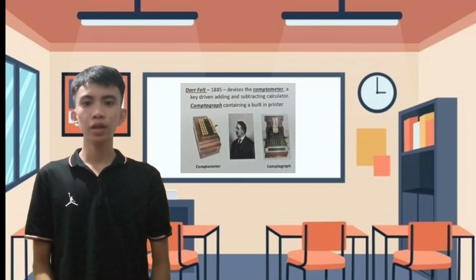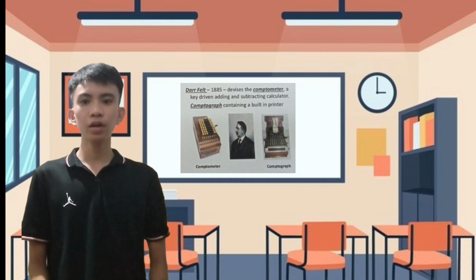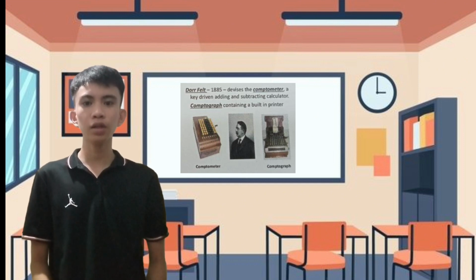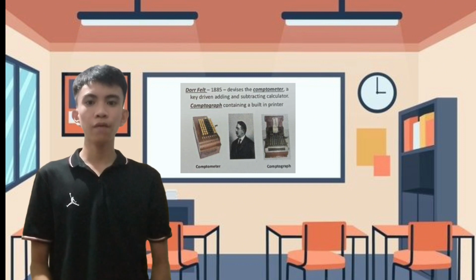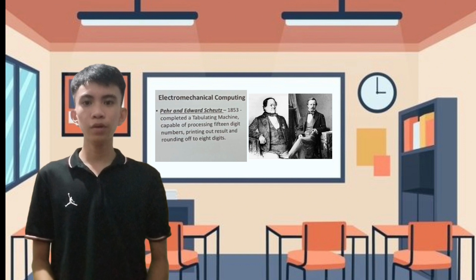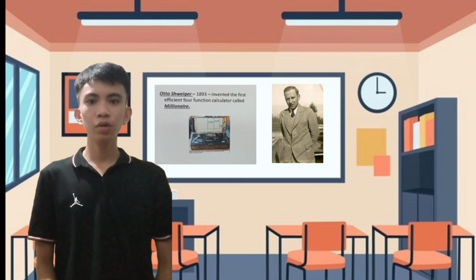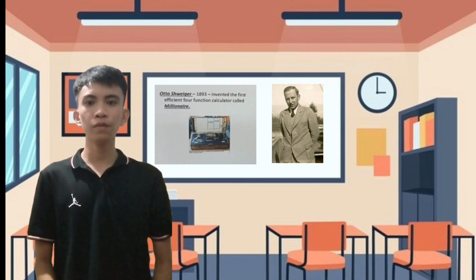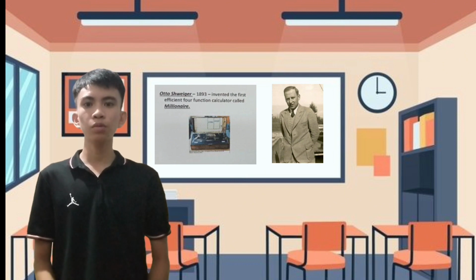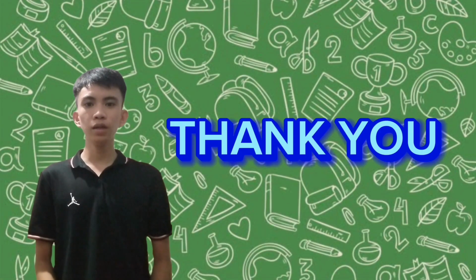Next is Dorr Felt, who devised the comptometer, a key-driven adding and subtracting calculator, and the comptograph, containing a built-in printer. Next are Spear and Edward Scott, who completed a tabulating machine capable of processing 15-digit numbers, printing out results, and rounding off to 8 digits. Next is Otto Schweitzer, who invented the first efficient four-function calculator, called the Millionaire. And that's it for the electromechanical age.